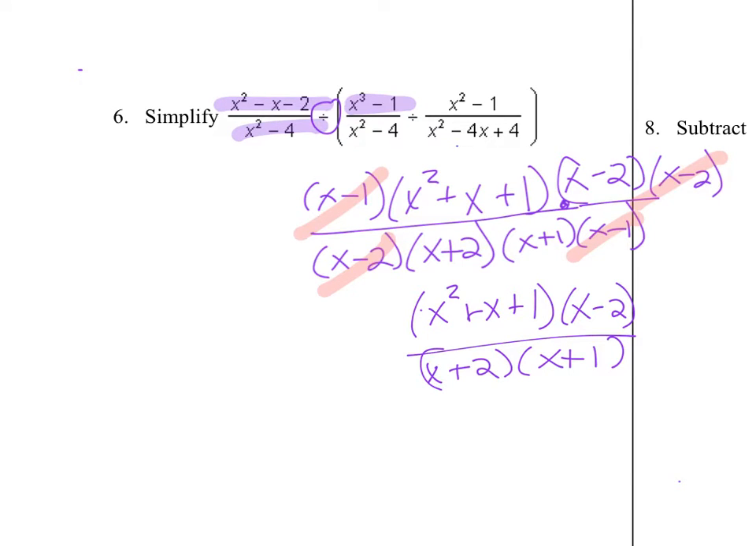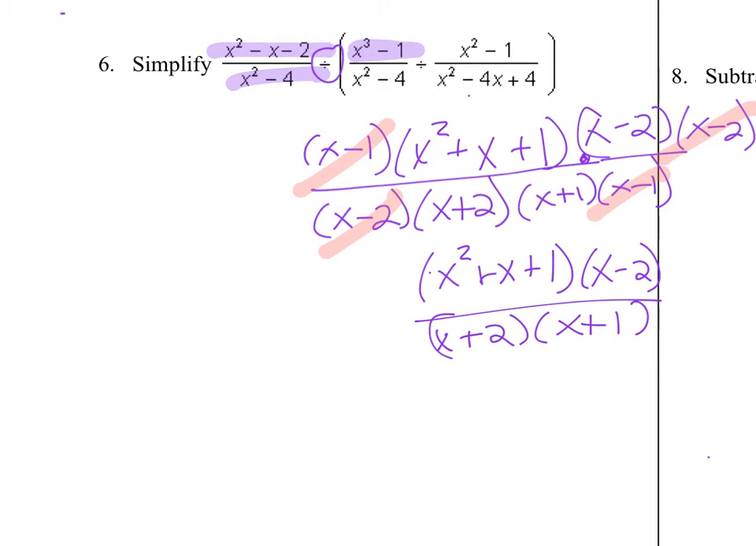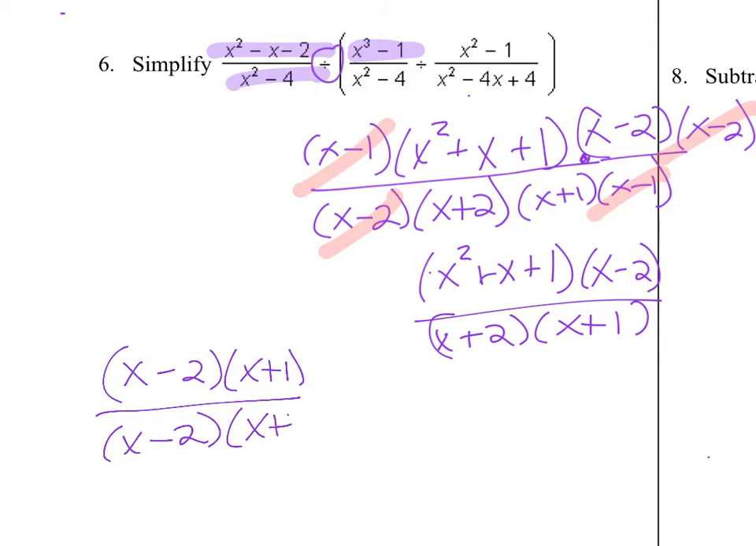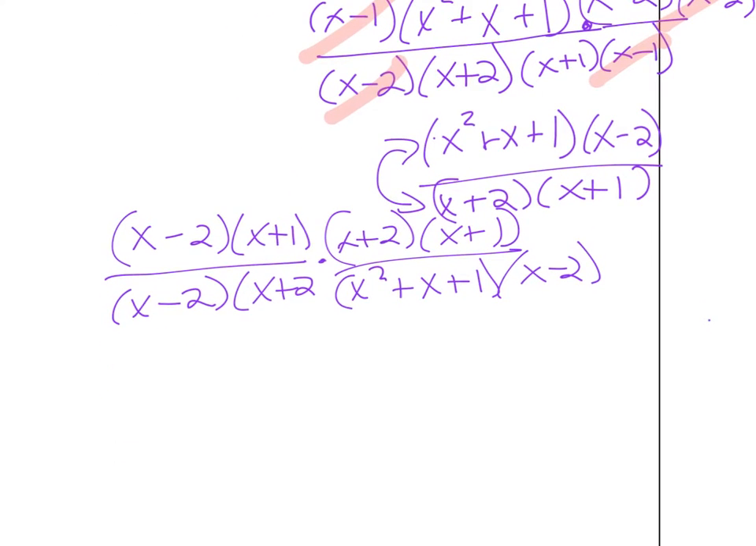So I'm going to factor these two first. So this gives me x minus 2, x plus 1. And the denominator is the difference of squares, which gives me the conjugates x minus 2, x plus 2. Now, I'm going to multiply that by these flipped. So I have x plus 2 and x plus 1 on top, and x squared plus x plus 1, x minus 2 on the bottom, on the denominator.